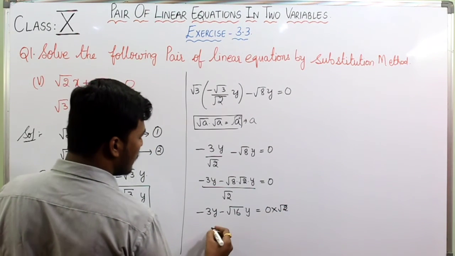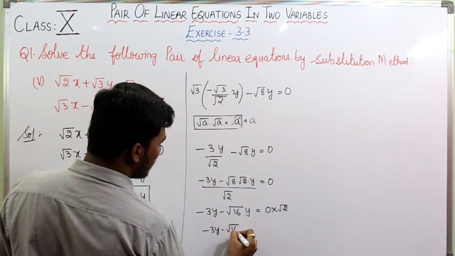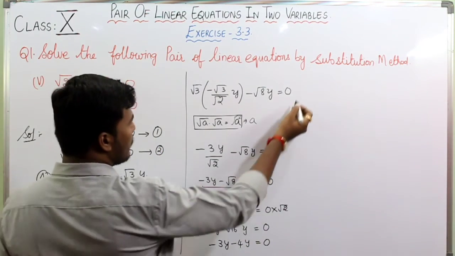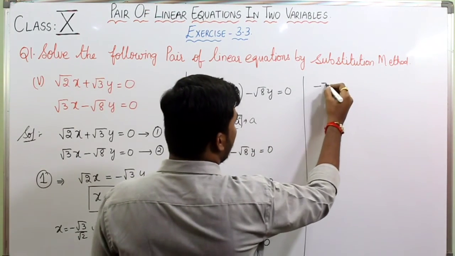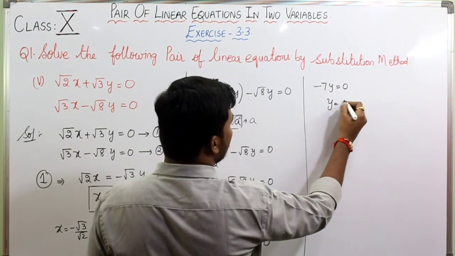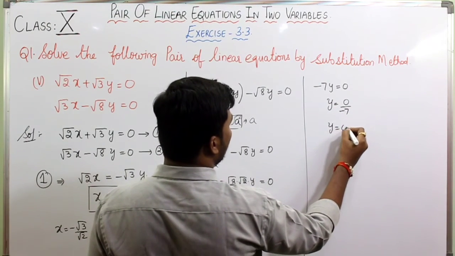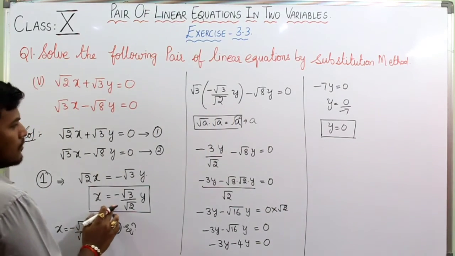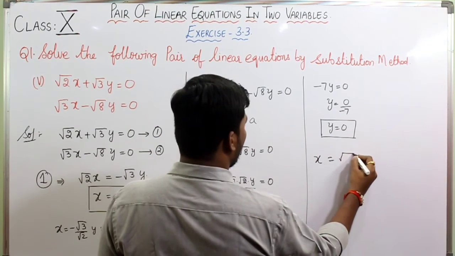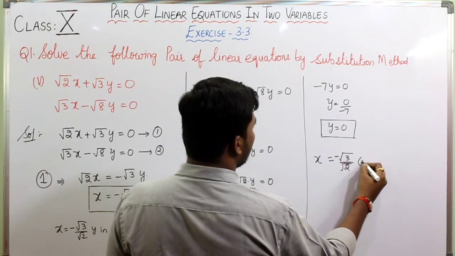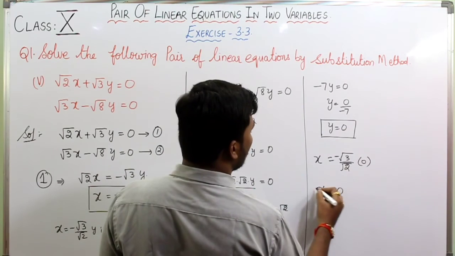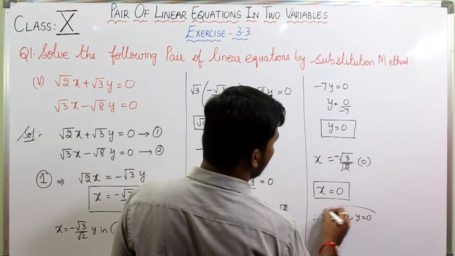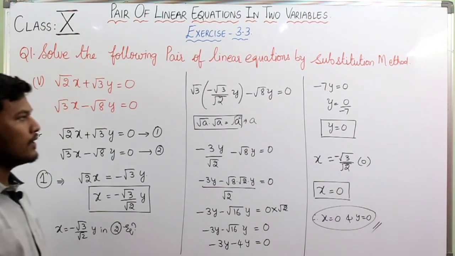So from this, what you will get? Minus 3y minus root 16y is equal to 0. Right? Root 16 is 4y. So then we got minus 7y is equal to 0. From that, y is equal to 0 by minus 7. So therefore y is equal to 0. Okay. So if y is equal to 0, substitute it here. Then x will be equal to minus root 3 by 2 root 2 into 0. Anything into 0 will become 0. So therefore x is equal to 0 and y is equal to 0 are the solutions for these equations.